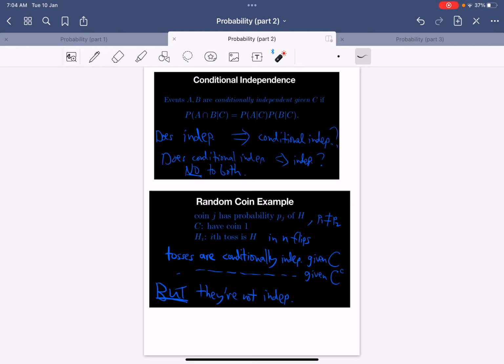I've come to the end of this video, and in the next video, I'll start on the journey of what a random variable is and go through some examples of discrete random variables.